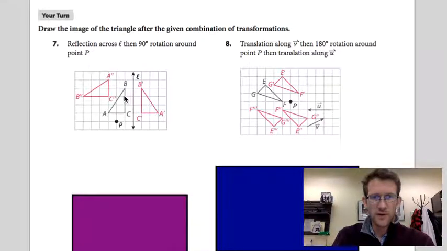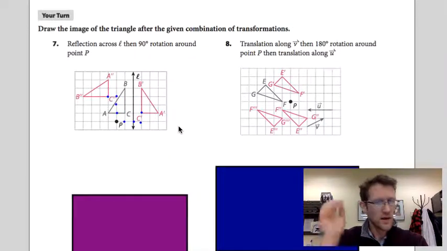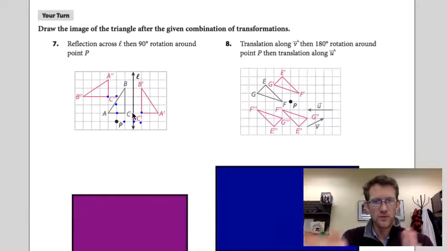So we've done our reflection across line L, and then we do a 90 rotation around point P. Just a reminder on how to do this: the easiest way is to just count the number of units over and up. In this case, we count 1, 2, 3 units over, 1 unit up. So we're going to take that and rotate it 90. Make a little pinwheel shape there, and we'll rotate it. So we're going 3 units up and 1 unit over now.